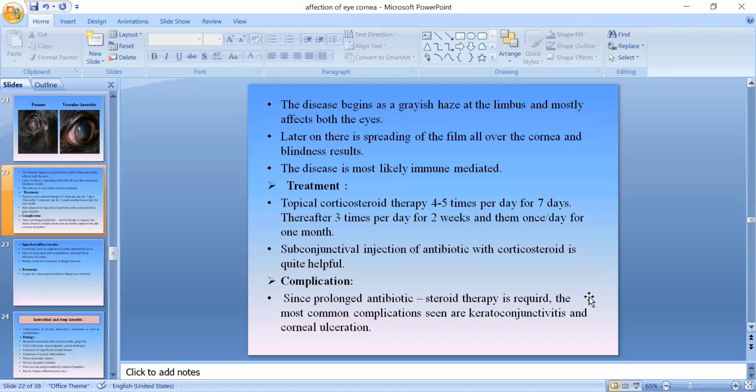Complication: since prolonged antibiotic steroid therapy is required, the most common complications seen are keratoconjunctivitis and corneal ulcer. There are many side effects of prolonged corticosteroid use in many cases, many diseases and on many organs. So the side effects are corneal ulceration and keratoconjunctivitis sicca.